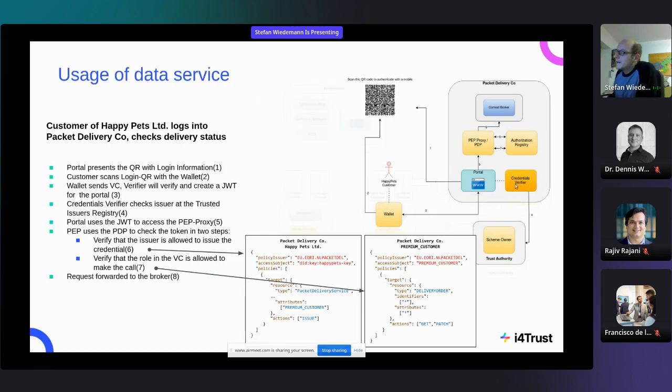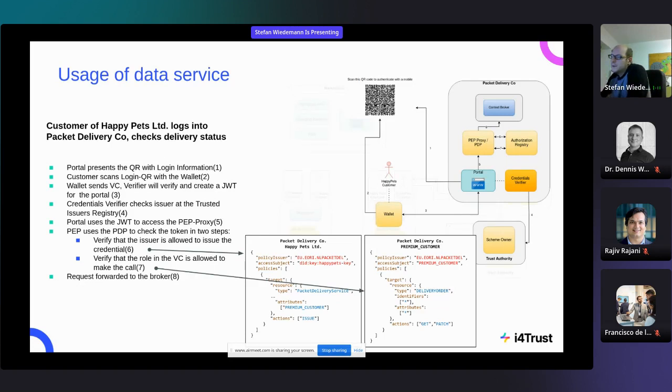Once this is done, the credentials verifier takes the verifiable credential and exchanges it for a JWT token. This JWT token is then sent back to the portal, and the portal will contact the PEP proxy. The PEP in our case is Kong, and we wrote a small plugin for Kong called the PEP plugin, which has a mode called External Auths. This plugin becomes active once you configure it for a service, and then will forward the request to the policy decision point.